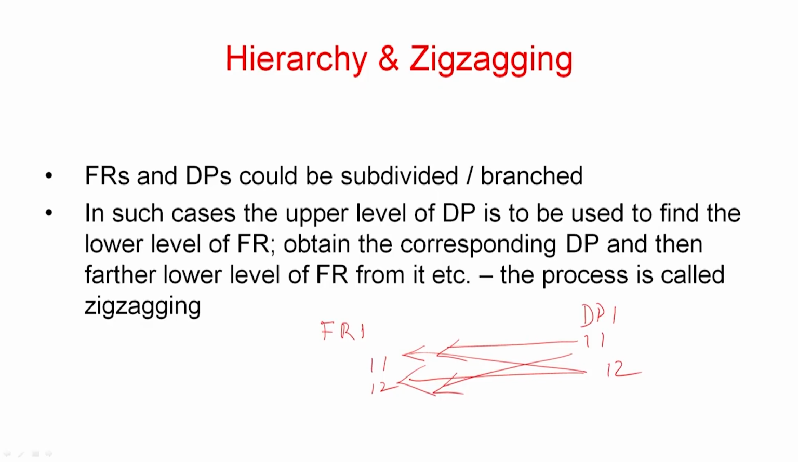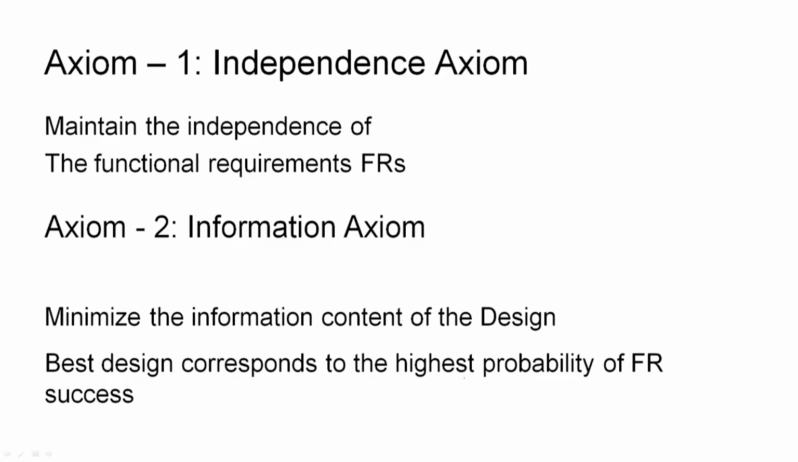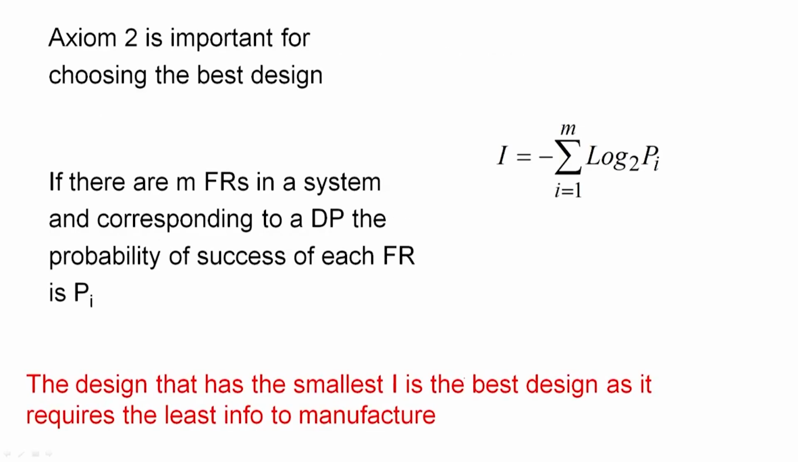The FR and DP cannot be solved independently. What is axiom 1 for us? Maintain the independence of the functional requirements. Functional requirements should not be coupled. Axiom 2, the minimization of the information content of the design. The best design corresponds to the highest probability of success of the FRs, the functional requirements. Axiom 2 is also important to choose the best design.